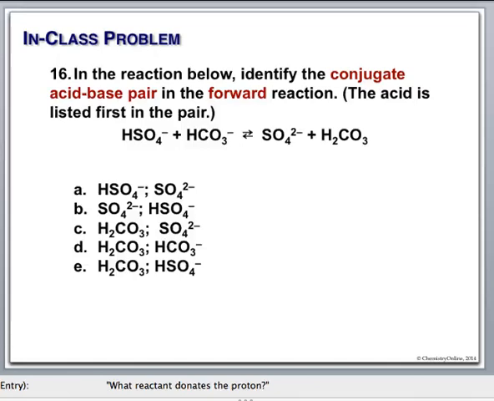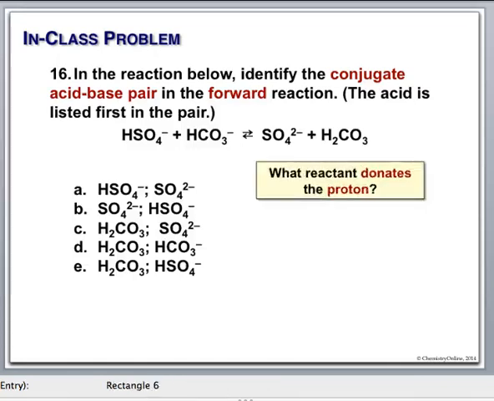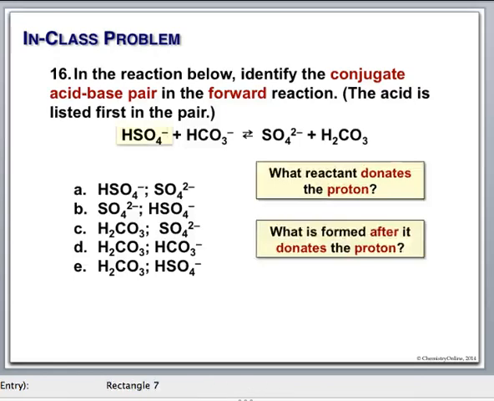When you're looking for a conjugate acid-base pair, you start with the Bronsted acid, and then you simply ask the question, well, okay, this was the first question. What donates the proton? This stuff. Second question. After it donates the proton, it forms its conjugate base.